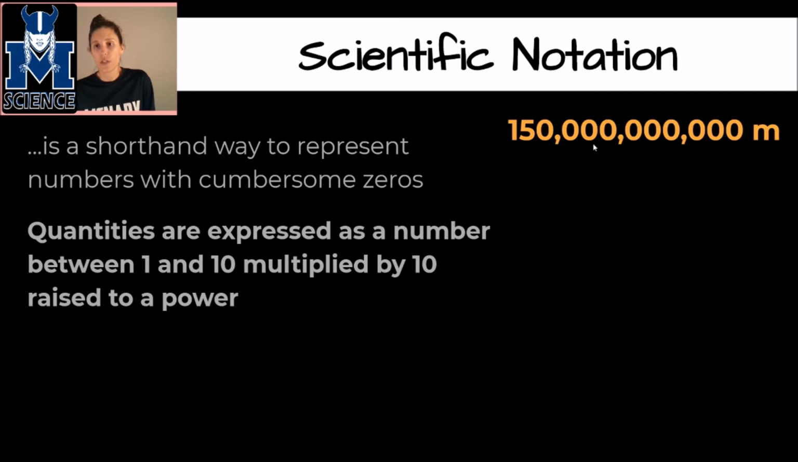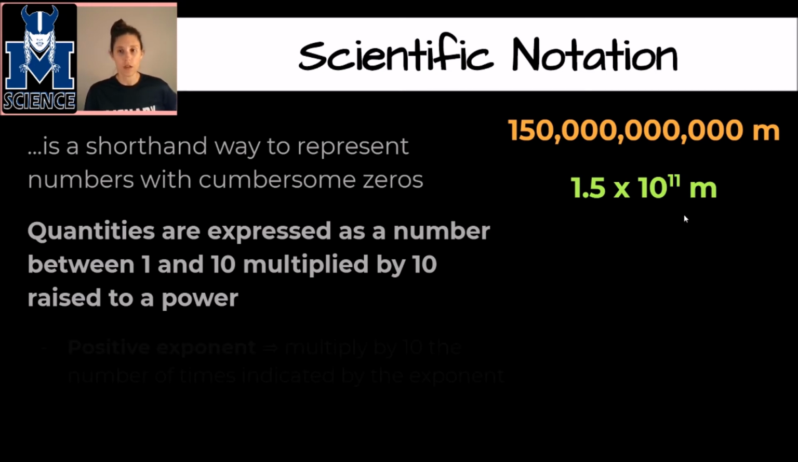Okay, here's my number. I got 150, I think that's million. Yeah, thousand, million, billion. Okay, 150 billion. Well, a number between 1 and 10 that's a multiple of 10 here is 1.5. Okay, so 1.5, and then I'm going to have to multiply by 10 3, 6, 9, 10, 11 times to get to that 150 billion. Okay, so my number in scientific notation is going to be 1.5 times 10 to the 11th meters.